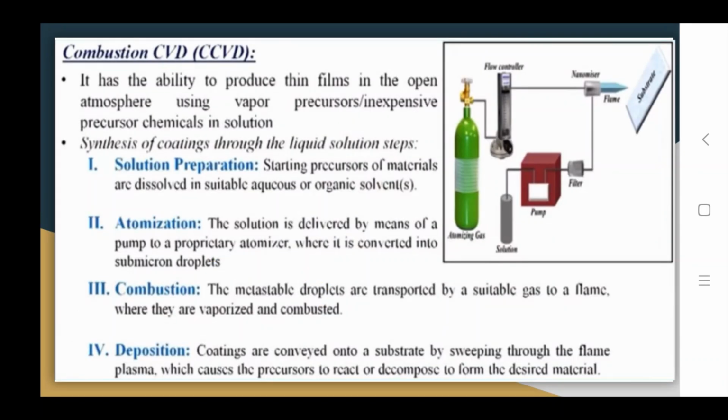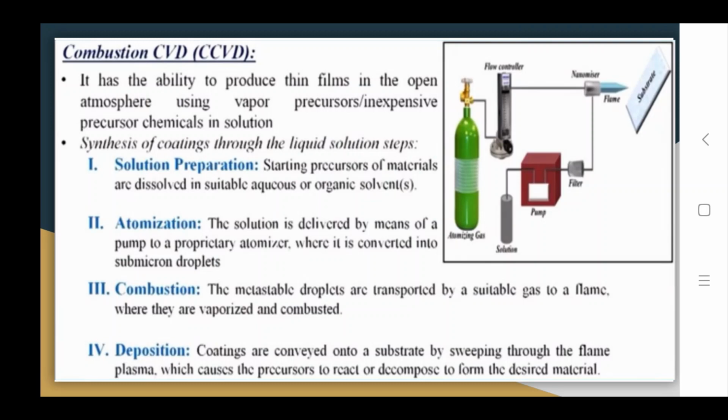Okay, the next one we are going to discuss is the combustion CVD or maybe the CCVD process. In this particular case, it is divided into 4 parts. It is the ability to produce thin film in the open atmosphere using vapor precursors or maybe inexpensive precursors in chemical solution. So generally, like a painting, we are using this kind of technique over there.